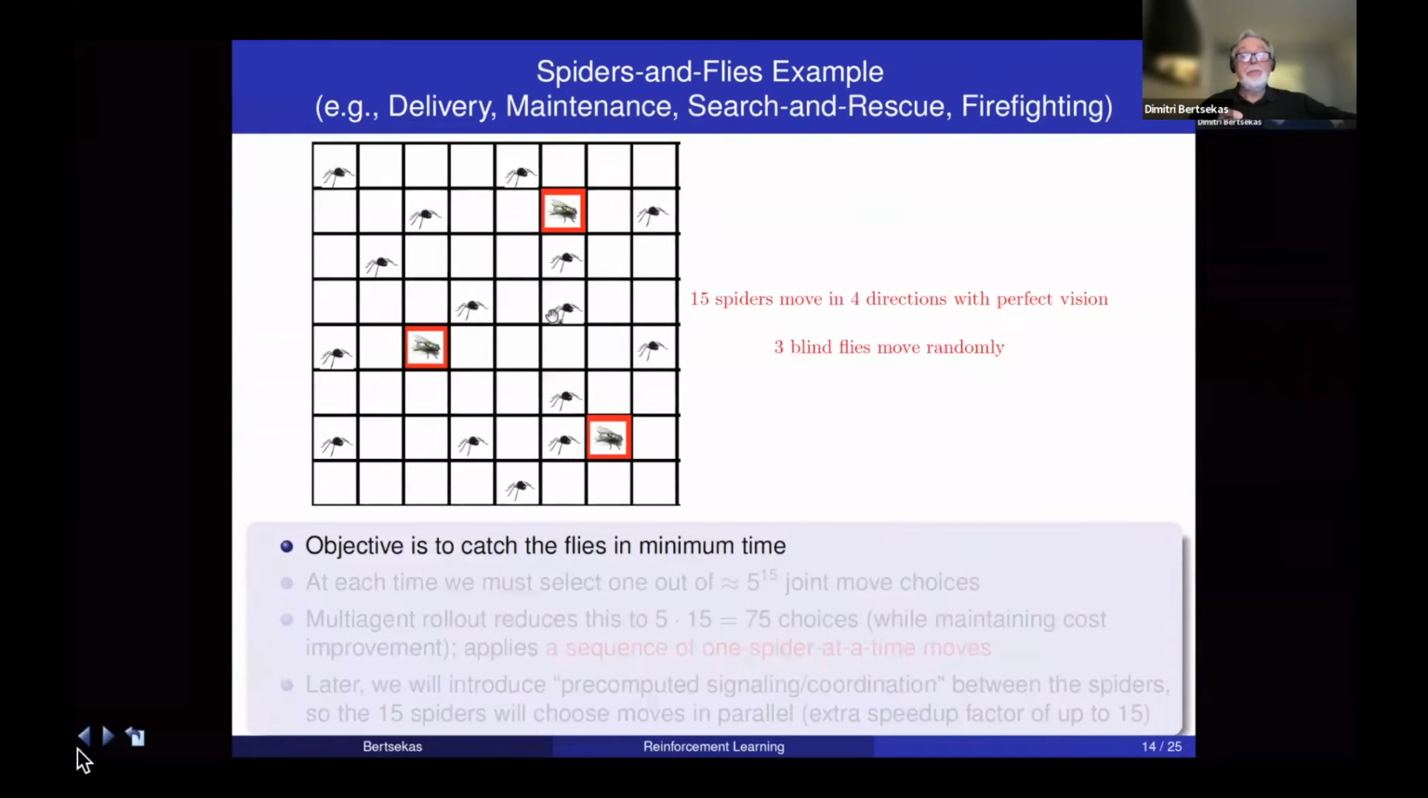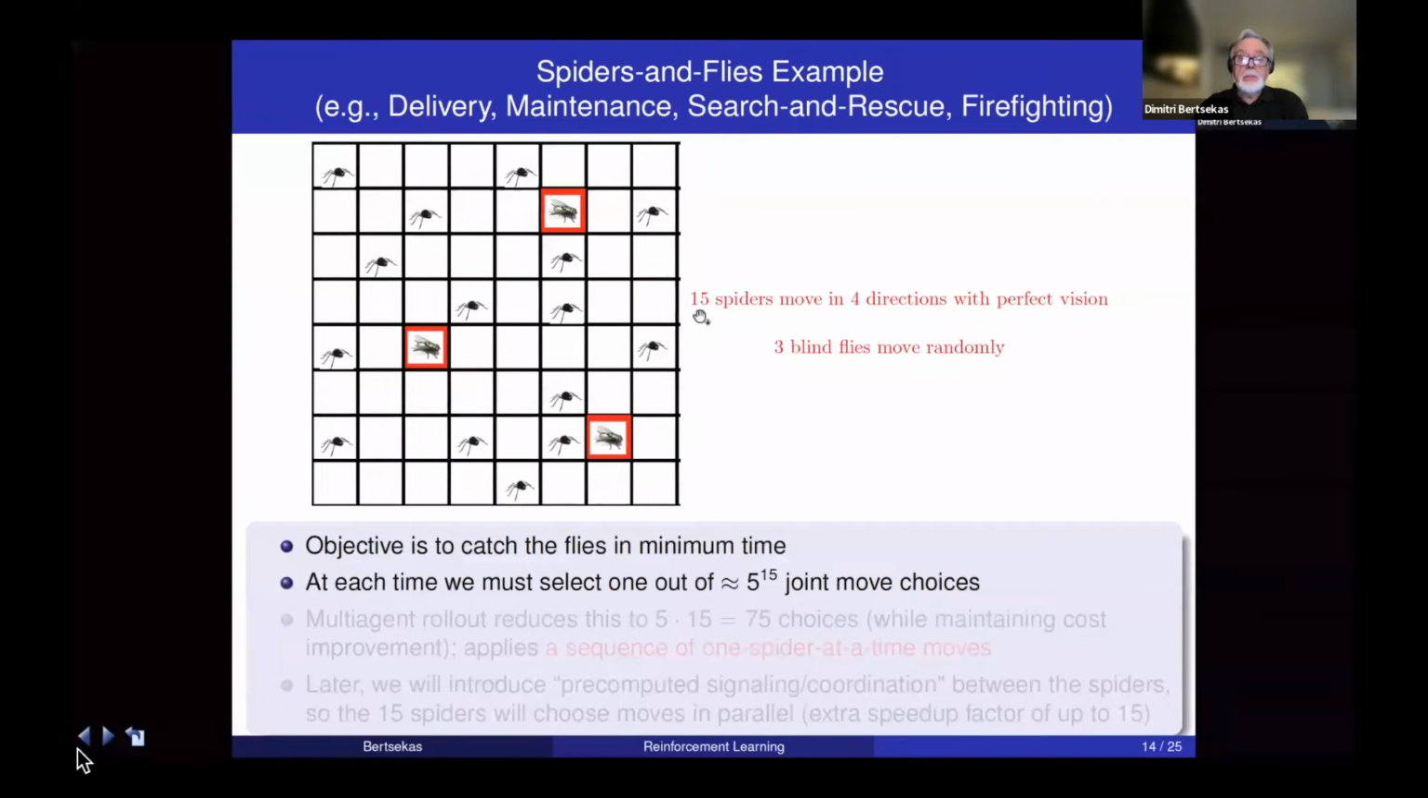Moreover, they can see where the other spiders are. So at least they can visually coordinate, so to speak. So now we have a multi-agent problem, right? Because we have 15 agents, the 15 spiders, and each one has 5 possible moves. So the number of joint move choices is 5 to the 15, okay? An astronomical number.